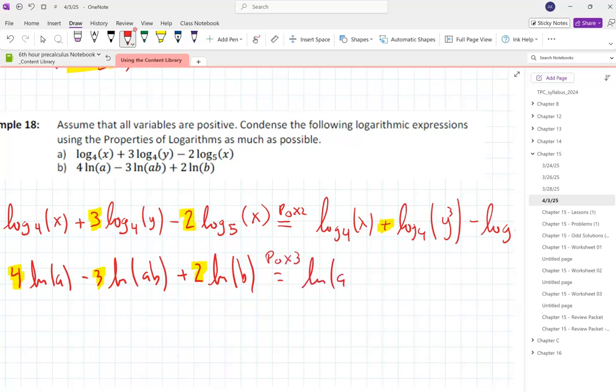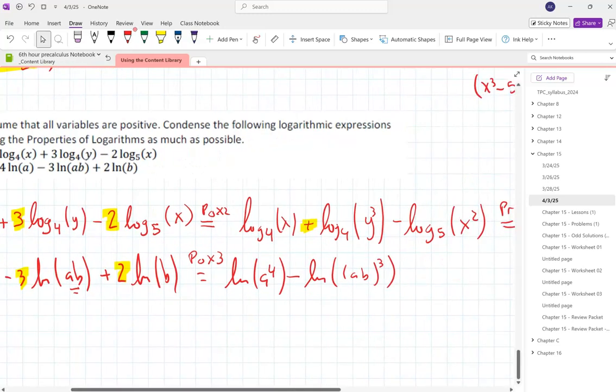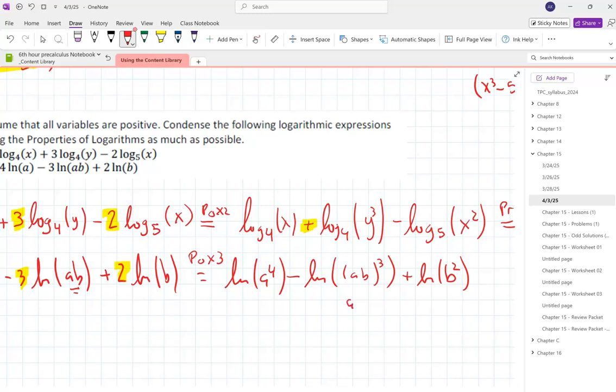And I have to be a little bit careful with the second logarithm with how I do this, because notice I have an AB. So that power of 3 has to apply to both the A and the B. So I think about that as quantity AB cubed, or A cubed B cubed. Is that okay there? You see what I had to do?